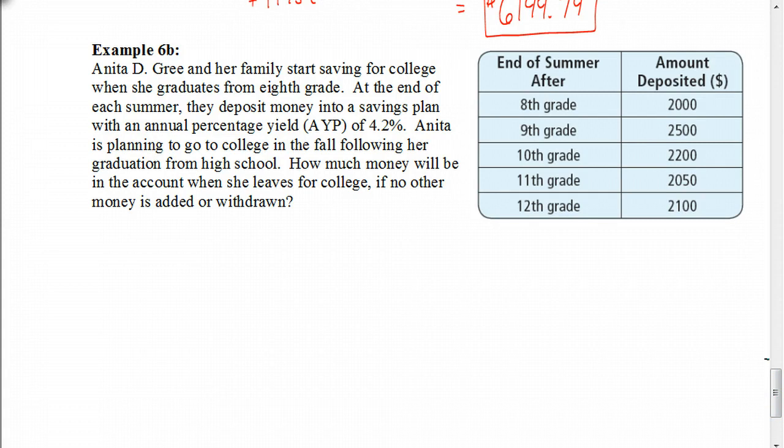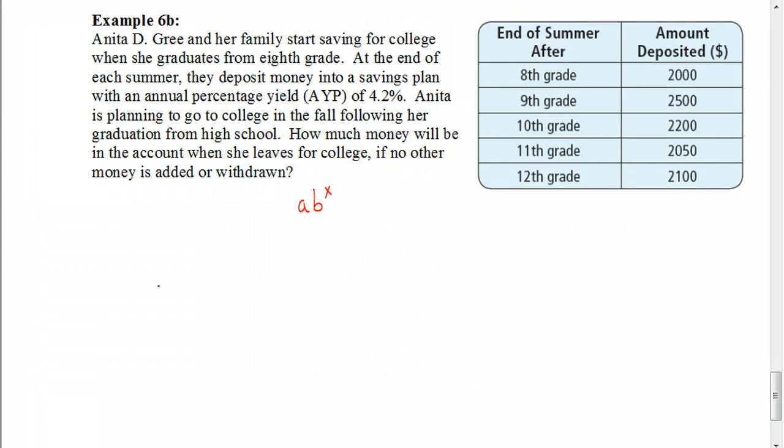Well, why don't you go ahead and try this next one on your own. It's the same concept, so you're going to be using the same equation, a times b to the x power. Work this one out to figure out how much money will be in the account when Anita goes to college. So pause the video and hit play when you're ready to check your answer.